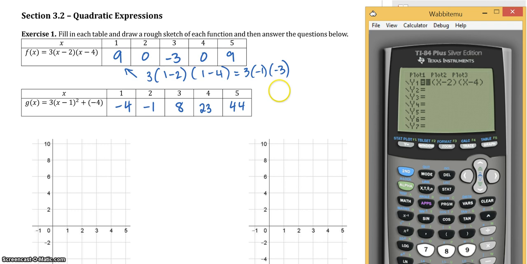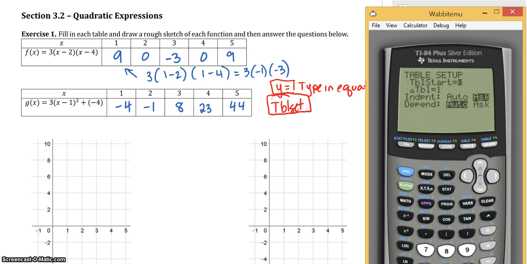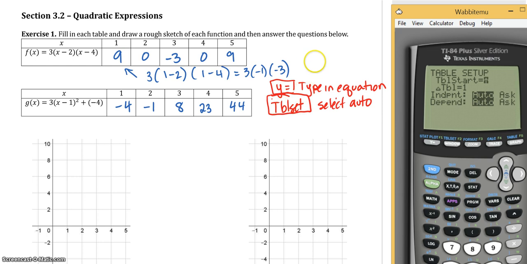So remember, there's a table set. So what I'm going to do after I type in y equals, I'm going to go to table set. So here are the instructions. Table set is if you hit second, it's right above the window. Go to table set. I'm going to make sure everything is on auto. If it is on auto, great, just hit enter. But if it's not, go to the place where it's not auto and make sure that it's on auto. And then you can leave. You can go to second quit, if you choose. You don't have to.